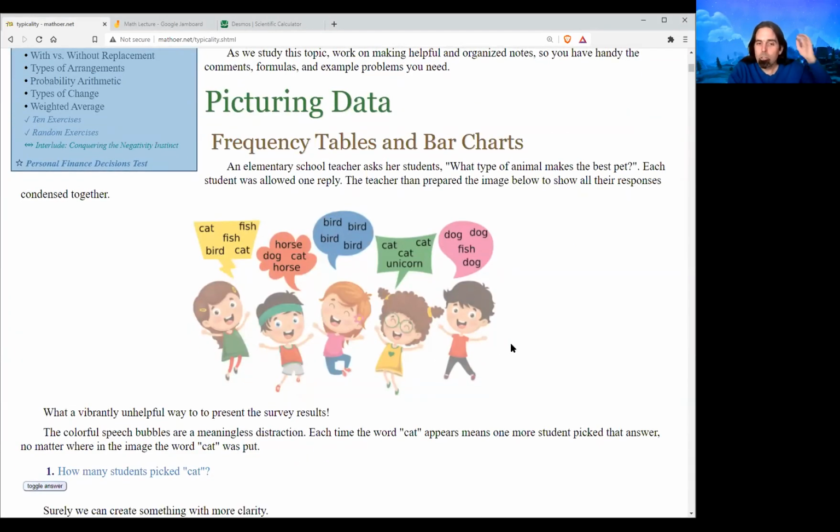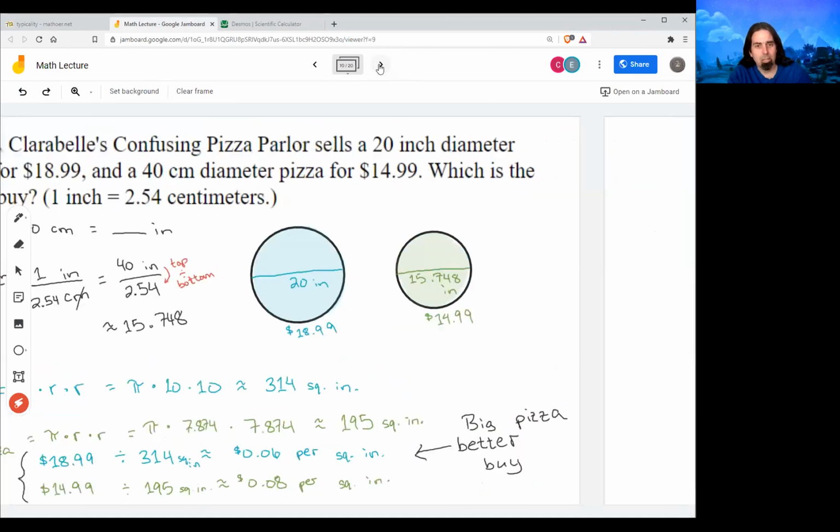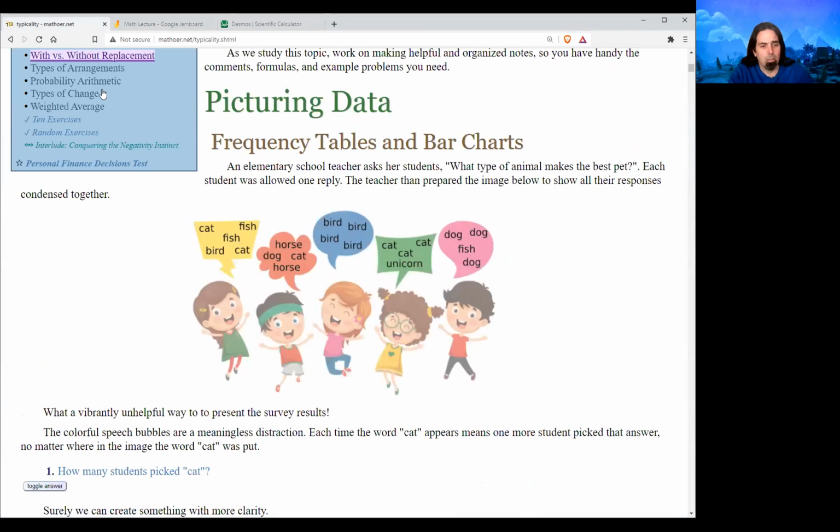So when we're picturing data, then we could draw a picture. So here is a picture, and you will see that this picture is not really helpful. Somebody decided to ask their elementary school students what kind of animal makes the best pet.